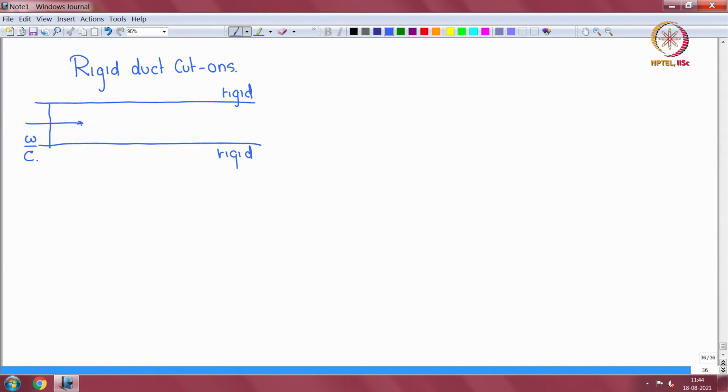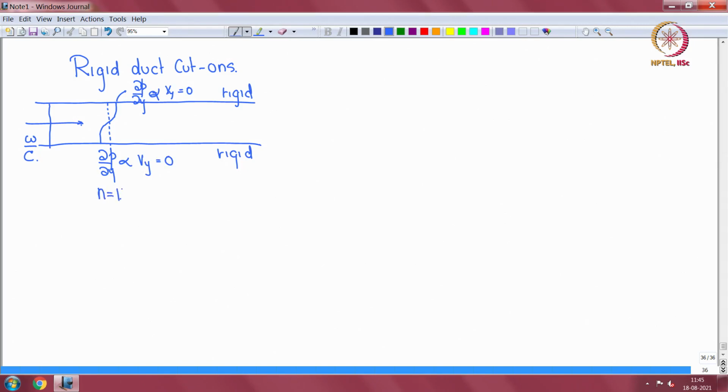Now what is the next cut-on, the n equal to 1 cut-on? It looks like this in terms of pressure. This is the pressure wave front. Here you have del p del y, which is proportional to the particle velocity in the y direction, is 0. Here also del p del y is 0, proportional to particle velocity equal to 0. So this is the n equal to 1 cut-on.